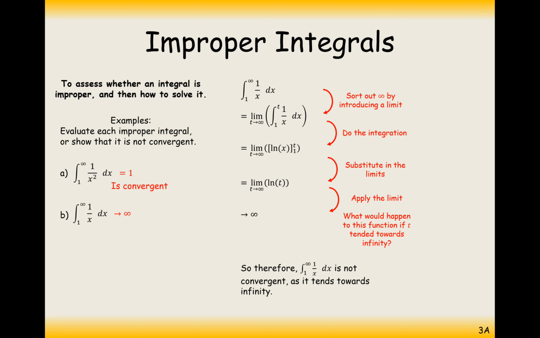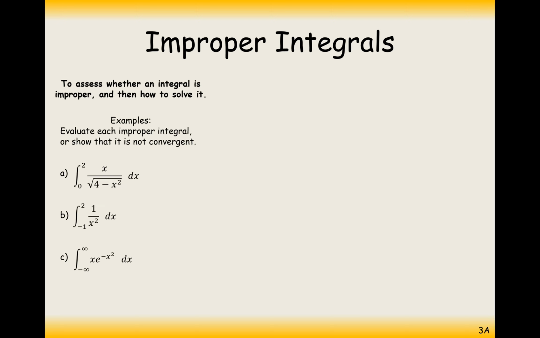So this one, the first one that we did, question A, was convergent, and question B here is not convergent. Let's have a go at these three questions here where we're going to apply the techniques that we've just learnt. So in this question, we've got an integral from 2 to 0 of x over the square root of 4 minus x squared. Now, why would we consider this to be an improper integral? And that's what you've got to do when you first approach a question like this. Why is this integral an improper integral?